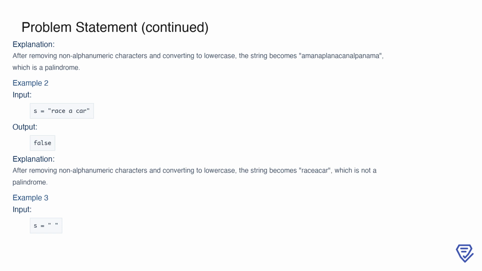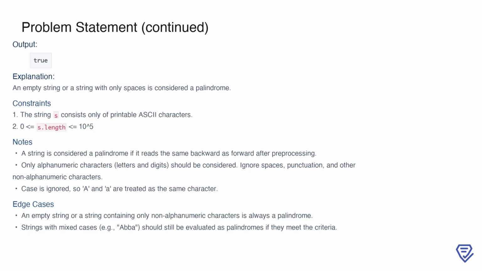There's also an edge scenario to consider, such as when the input string is just a single space character. Since there are no alphanumeric characters present, this is treated as an empty string, which is considered a palindrome. So for this input, the output would be true. It's important to note some additional details about the constraints and rules for this problem. First, the input string will only contain printable ASCII characters, and its length can range from 0 to 100,000 characters.